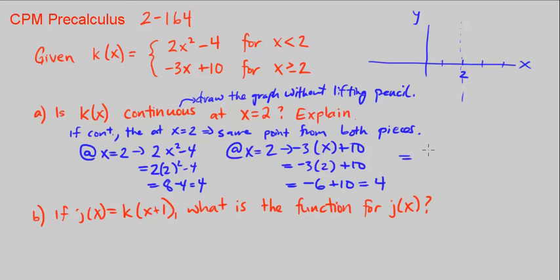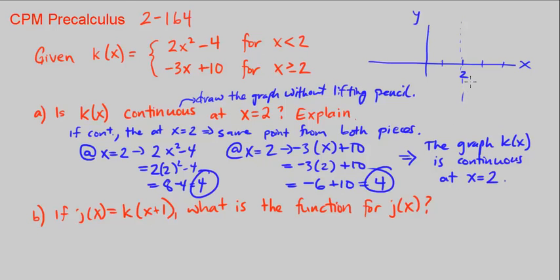So therefore, the graph k of x is continuous at x equals 2, because we get 4 outputted from both of them. No matter what happens to the left, it's a parabola. We already know what it kind of looks like, but let's just say we don't. Whatever happens to the left here, it's going to stop at this point, and it's going to be an open circle.